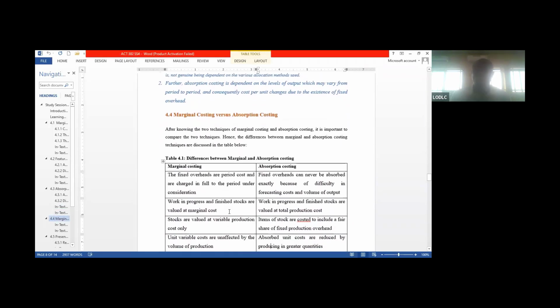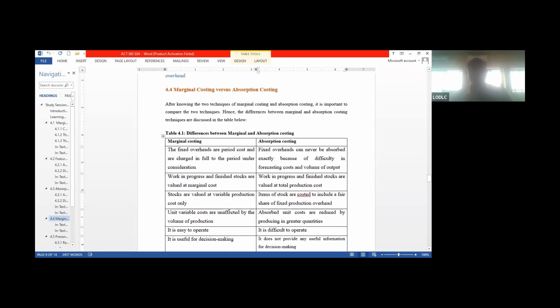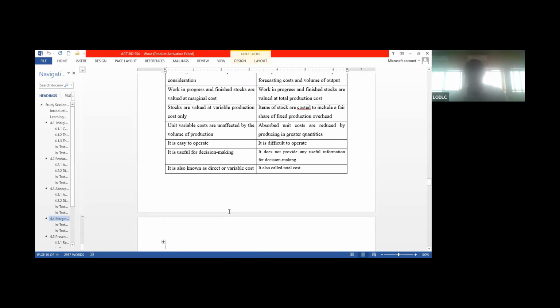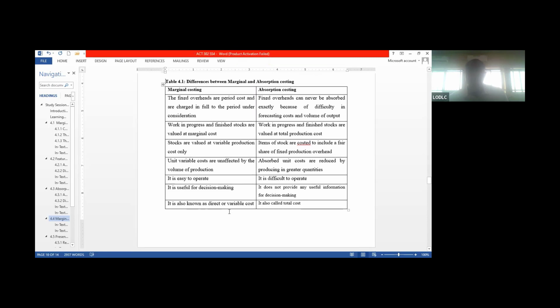So marginal costing versus absorption costing. The two techniques I've said so many things about them, so to know the differences might not be a problem. Under marginal costing, the fixed overheads are period costs and are charged in full to the period under consideration. You can see fixed overhead can never be absorbed exactly because of difficulty in forecasting cost and volume of output. Work in progress and finished stocks are valued at marginal cost.